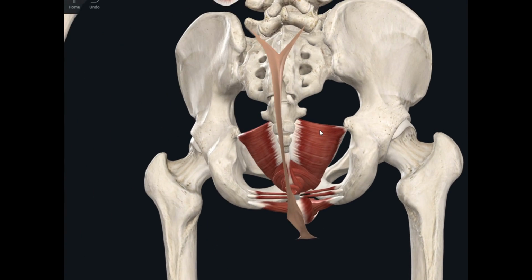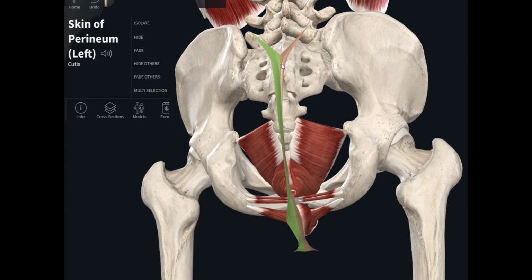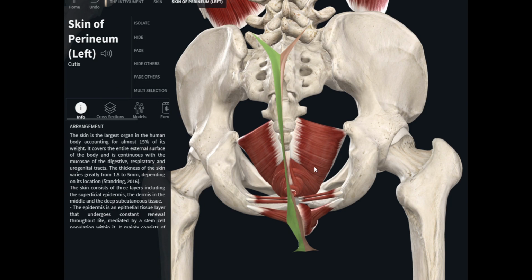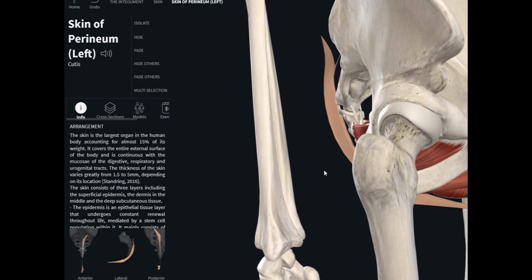That's the anal triangle, and the urogenital triangle. And I don't know what this is. Okay, so this is the skin of the perineum, which is the most superficial border, and the inferior border is the pelvic diaphragm, which is about here. Yep, so that's about it.